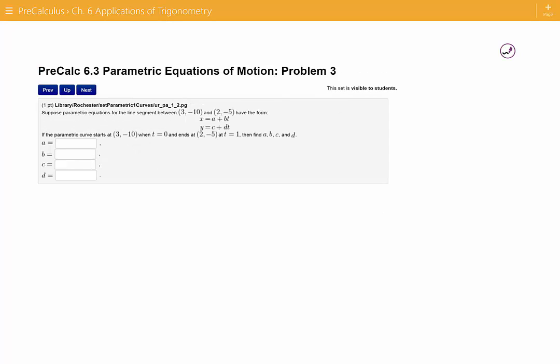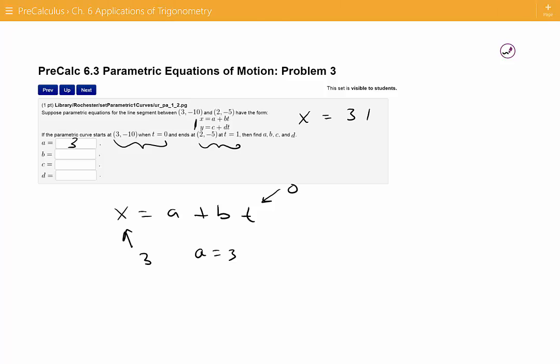Alright, the next problem says we want parametric equations for a line segment between these 2 points, and they give us some information that's really helpful. They give us this piece of information here and this piece of information here that we're going to use with these lines. So we know x has to vary as a plus bt, and they tell us when t is 0. So if I plug in 0 for t, and x is 3 at that point, so if I plug in 3 for x, that'll help me find a, and a will be 3 in that case. So I know a is 3.